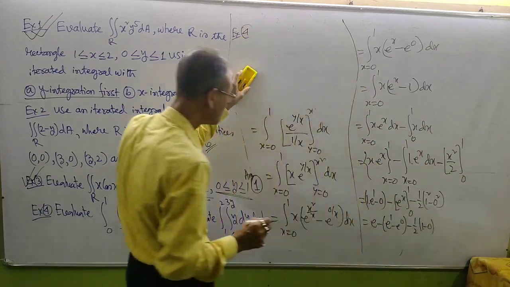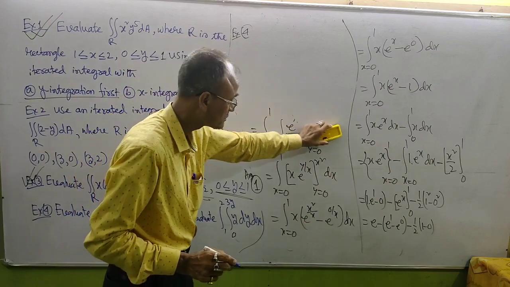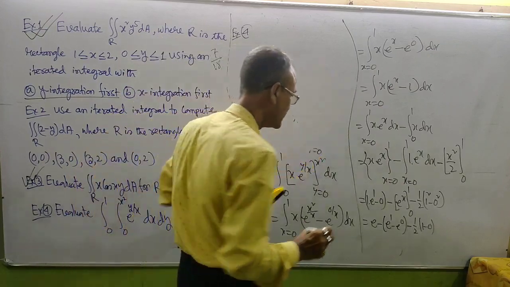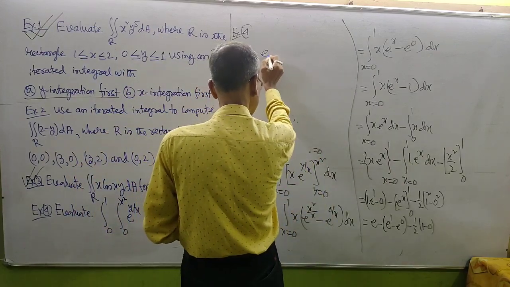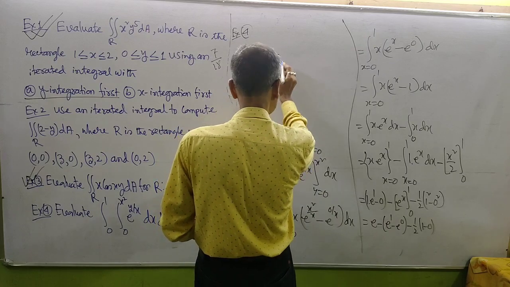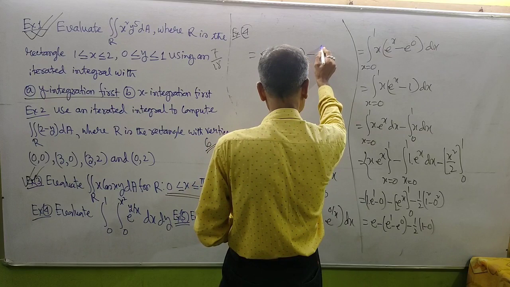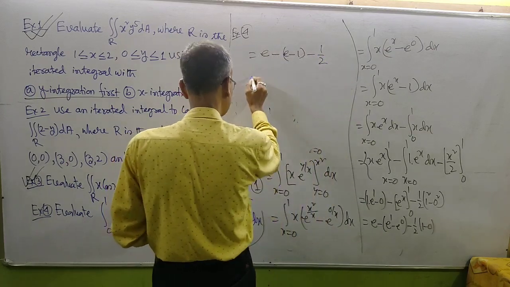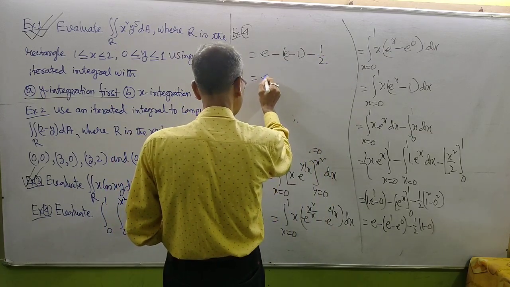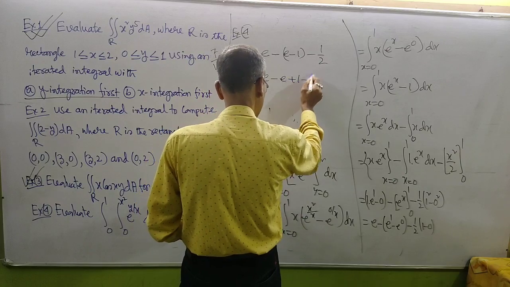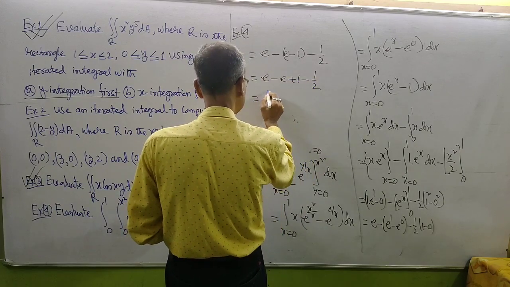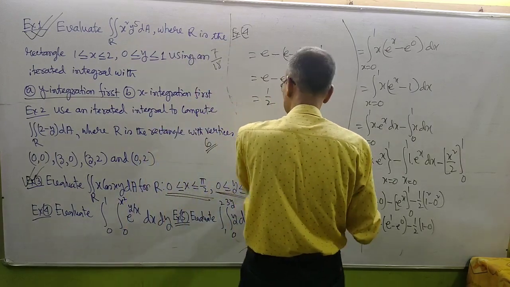What will be this? This is equal to e minus 1, minus 1 by 2, minus 1 by 2. This is equal to e minus e plus 1 minus 1 by 2. This is equal to 1 by 2. Answer is 1 by 2.